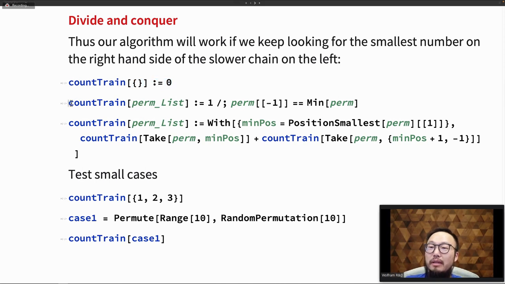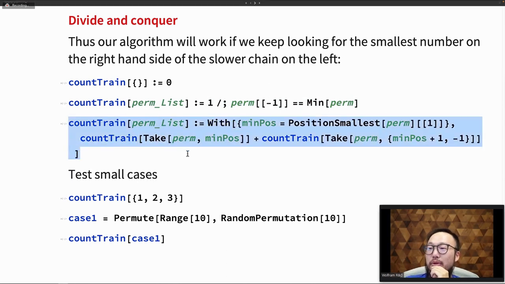So the key is, if we have an empty train, we have zero chains. And sometimes we have one chain. For example, if we have every number available, say 1, 2, 3, 4, and one is to the right, then you will have one chain. But what if one is not available? You need something like one. So what is one for something like 2, 4, 3, 5? Two is the one, and it must be on the rightmost side, then it's the slowest one, and eventually you have one chain. So what it means is if you have the minimum number on the rightmost side of the list, you have one chain.